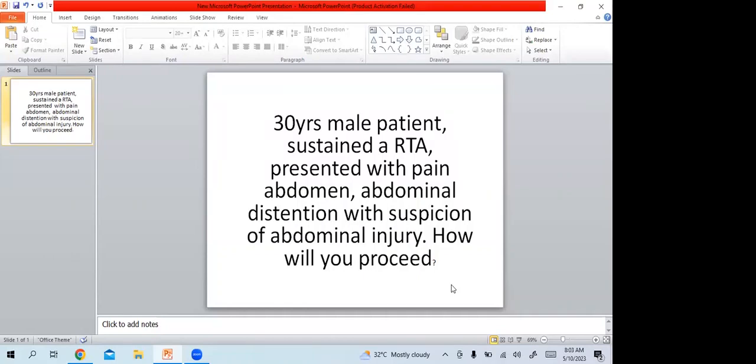A 30-year-old male patient sustained a road traffic accident, presented with pain abdomen and abdominal distension with suspicion of abdominal injury. How will you proceed?